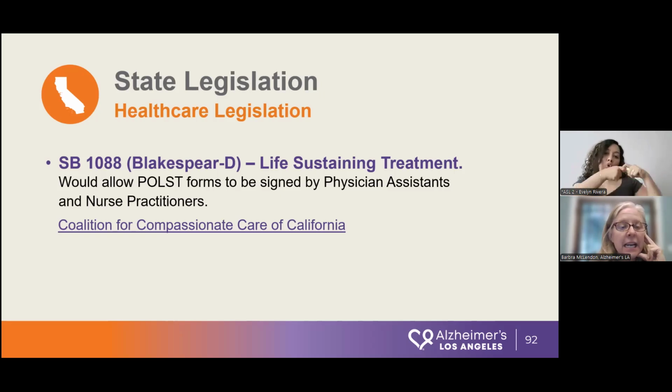Okay, SB 1088. So this is related to basically making POST forms work a little bit better and making them easier to use. So it expands who can sign these POST forms. This is providing guidance for physicians on what people's wishes are. And it also would allow, let's say you have a mom who's been living in the state of Virginia and has this kind of information, a smoother transfer of that information into California, so you wouldn't have to start all over again with creating a new POST form for them.